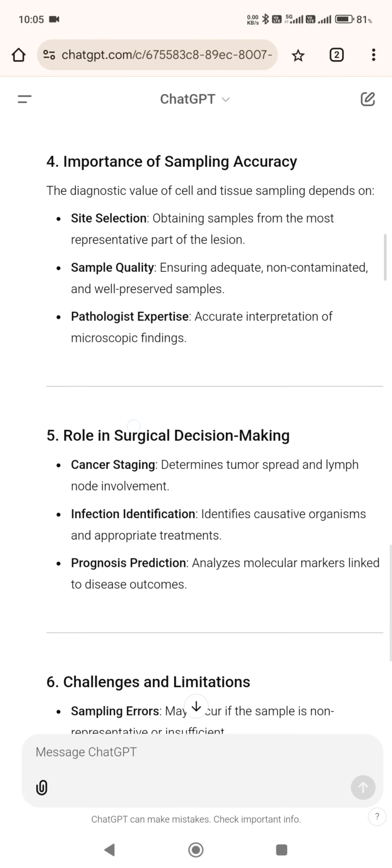4. Importance of sampling accuracy. The diagnostic value of cell and tissue sampling depends on site selection, obtaining samples from the most representative part of the lesion. Sample quality, ensuring adequate, non-contaminated, and well-preserved samples. Pathologist expertise, accurate interpretation of microscopic findings.